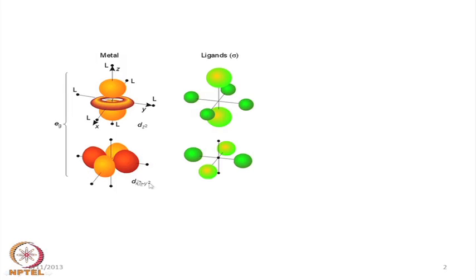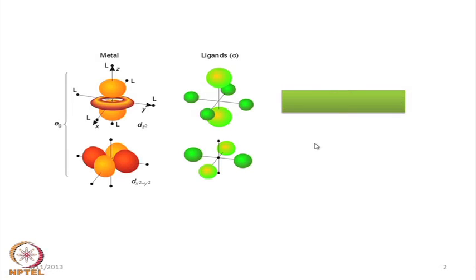Similarly, for dx square minus y square, only we need these four corresponding lobes which are symmetry matched from the ligand side. So, this is typically the corresponding set, that means the EG set of ligand group orbitals which are available, because we have the positive lobe from the x axis and the negative lobe from the y axis. So, these are the corresponding matching orbitals, matching symmetry level from the ligand side.